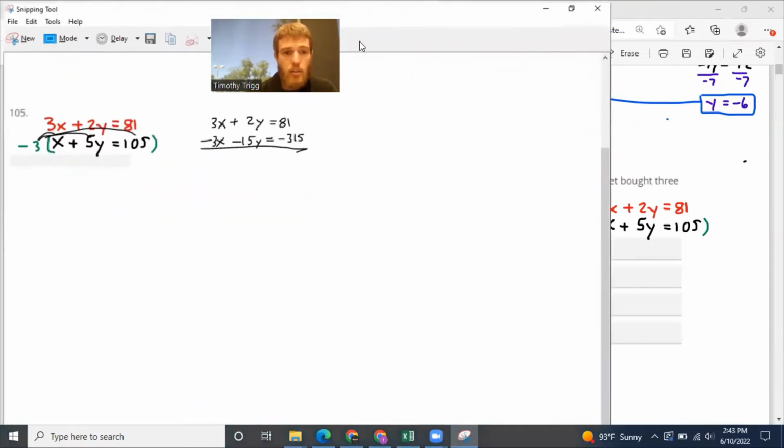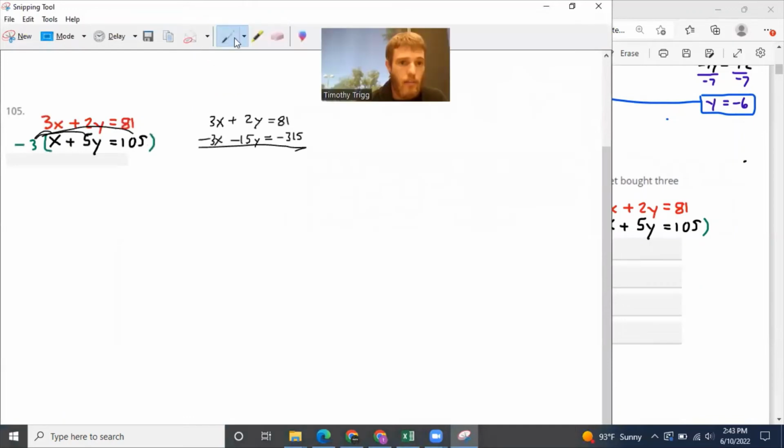Now, when I add these two equations together, the x's are going to eliminate, aren't they? So these eliminate. Here you have negative 13y equals 81 minus 315. 81 minus 315 gives us negative 234. Lastly, to help us solve for y, we're going to divide both sides by negative 13, getting us y by itself. So y equals, and again, y is the cost of the shirt, right? So the shirt's cost in this case is $18.